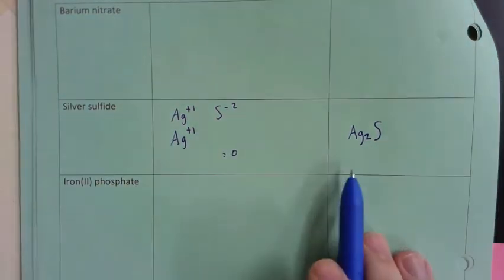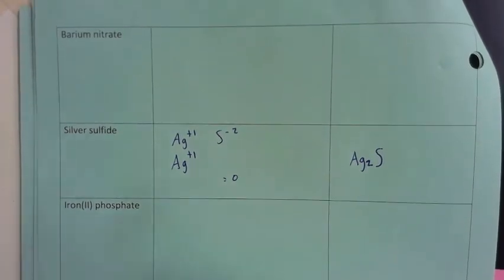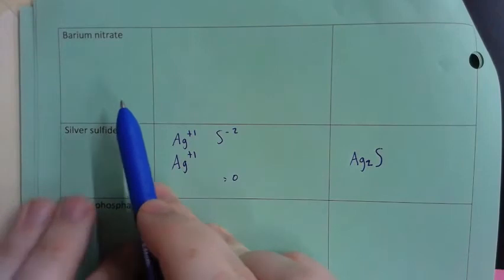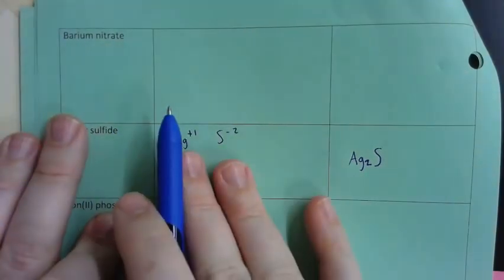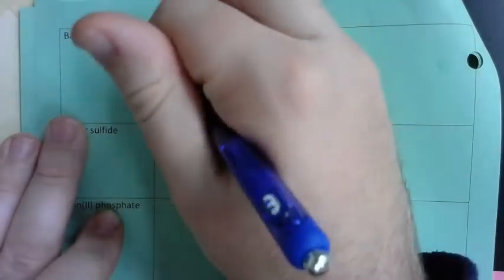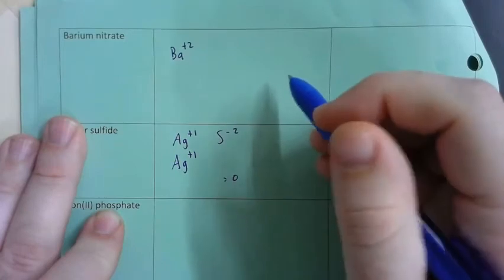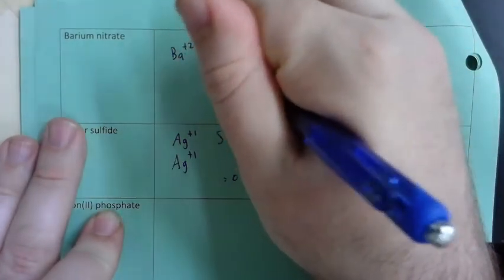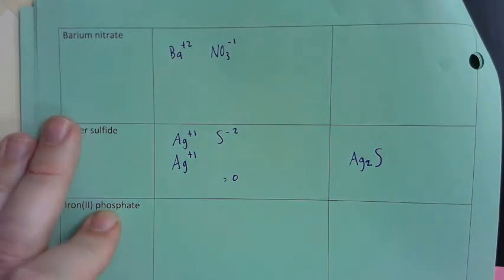Alrighty. So let's try one a little bit more difficult. Let's try barium nitrate, and I'm going to teach you something tricky here. So take a second, write down your ions. You should have written Ba plus 2 for barium and NO3, the negative 1 charge, for nitrate.